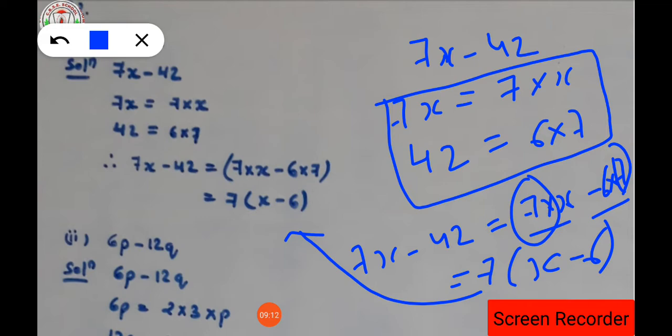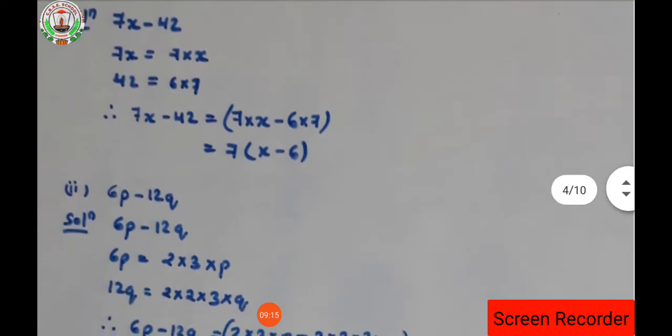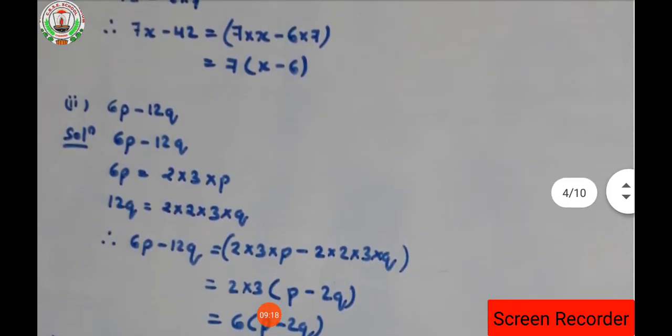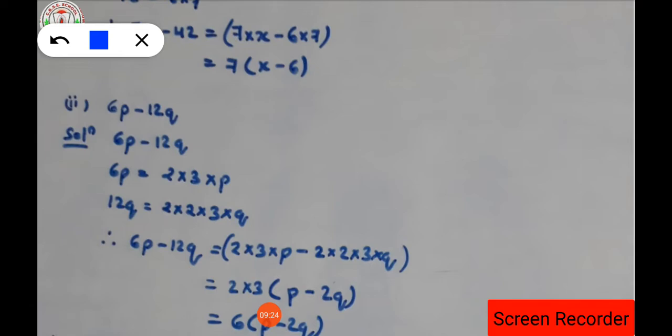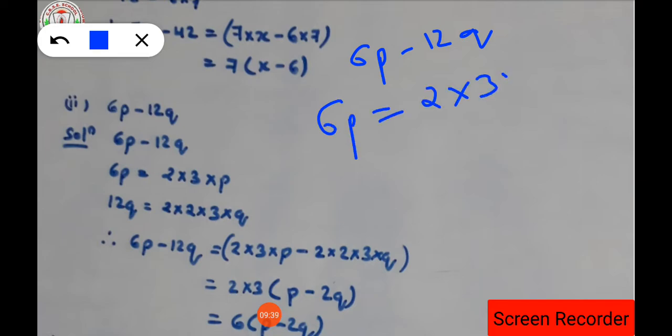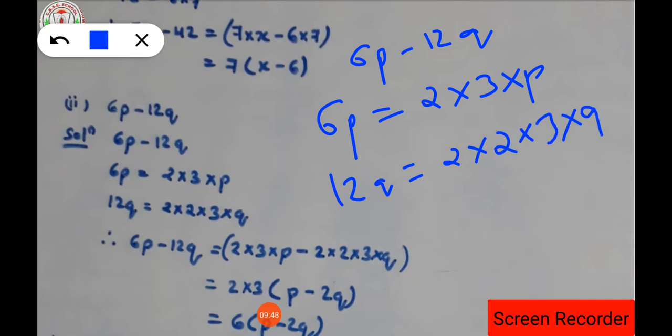So have you understood how to do it? We first take the monomial among the two terms. We have to write the monomial separately and do the calculation. Like suppose in question number 2, second part, let's see once again. What is the question? 6p minus 12q we are having, isn't it? So 6p can be written as 2 into 3 into p, and 12q can be written as 2 into 2 into 3 into q. Can we write like this? Yes, of course, because 2 into 2 is 4, 4 into 3 is 12 into q, that will be 12q.